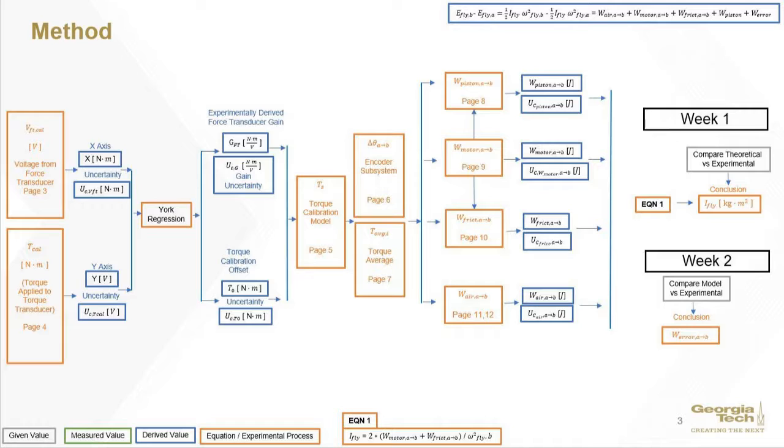You can see that the voltage from the force transducer and the torque from the torque transducer are put into a York regression, from which the force transducer gain and the torque calibration offset are determined. These are then used to calibrate the transducers and provide us with a torque calibration model. From this now calibrated model, we can determine the change in the angular position and the average torque value. These values are then used to determine the work done by different subsystems of the engine.